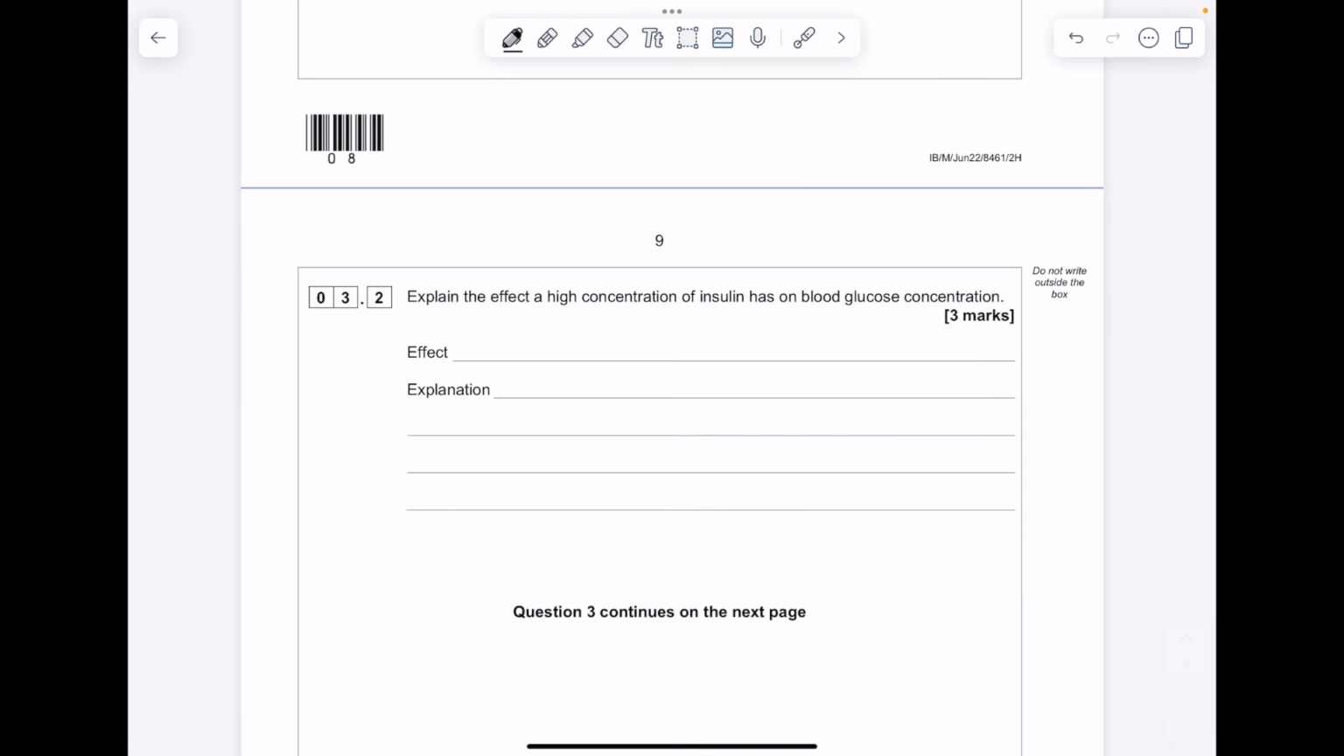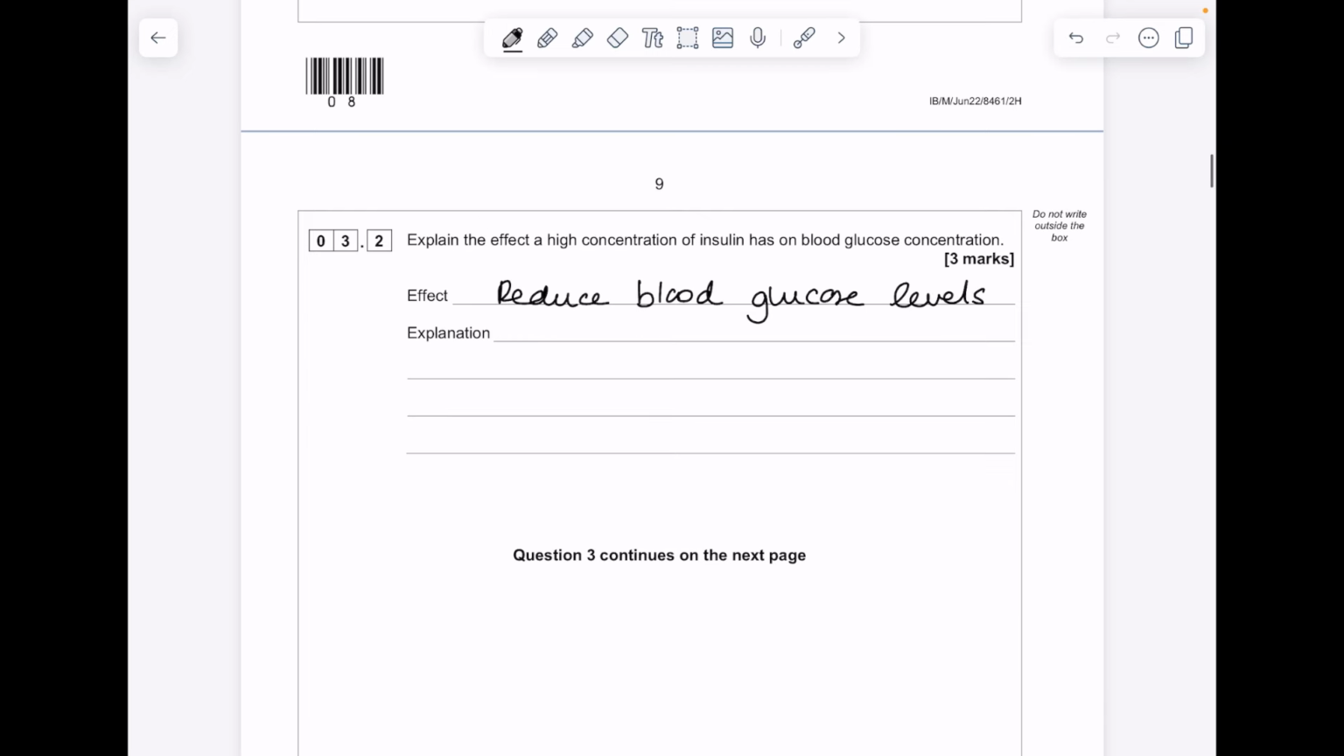Explain the effect of a high concentration of insulin on blood glucose concentration. So the effect is it reduces blood glucose levels. How does it do that? Insulin converts glucose into glycogen.